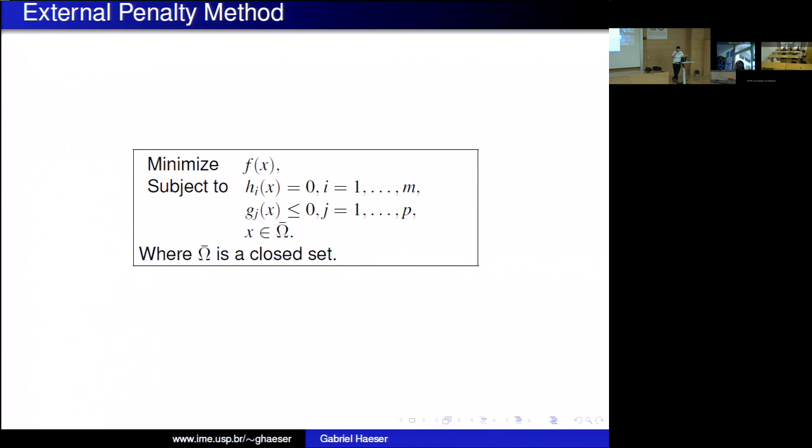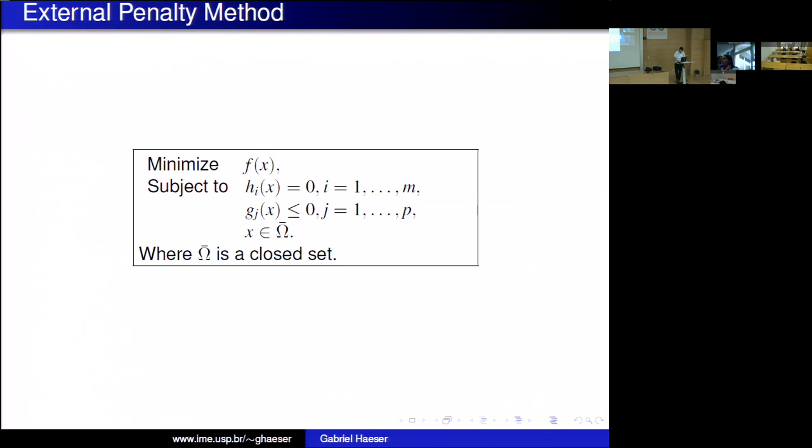We begin by defining the problem. We have here a general nonlinear programming problem. The difference now is that I have some general constraints here. So there are the same M equalities and P inequalities, and this additional constraint set that X must belong to this closed set omega bar.